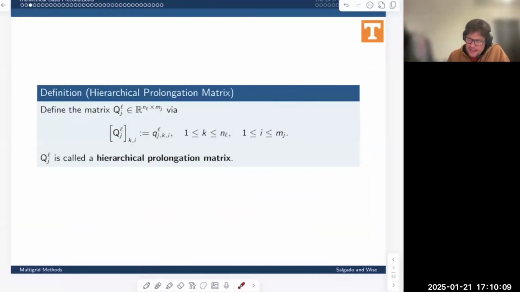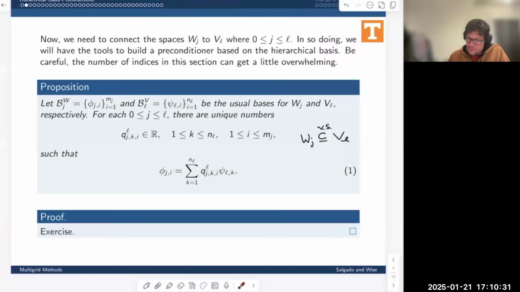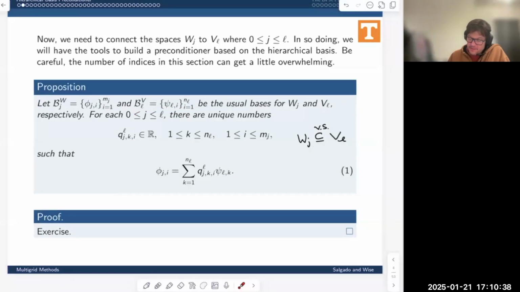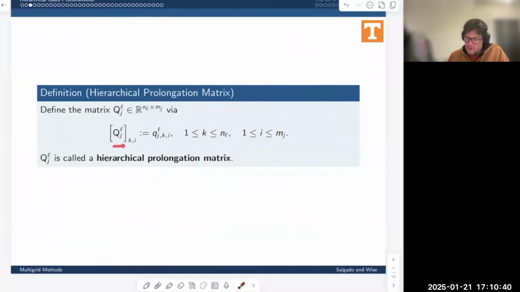So now I'm going to take those elements that I found in that previous little result, and use those to define the entries of a matrix that I'm going to call QJL. These are going to be my hierarchical prolongation matrices. So just take those elements that you get and the basis representation coordinates for the phi's in the space that has that basis, and I can create a matrix.